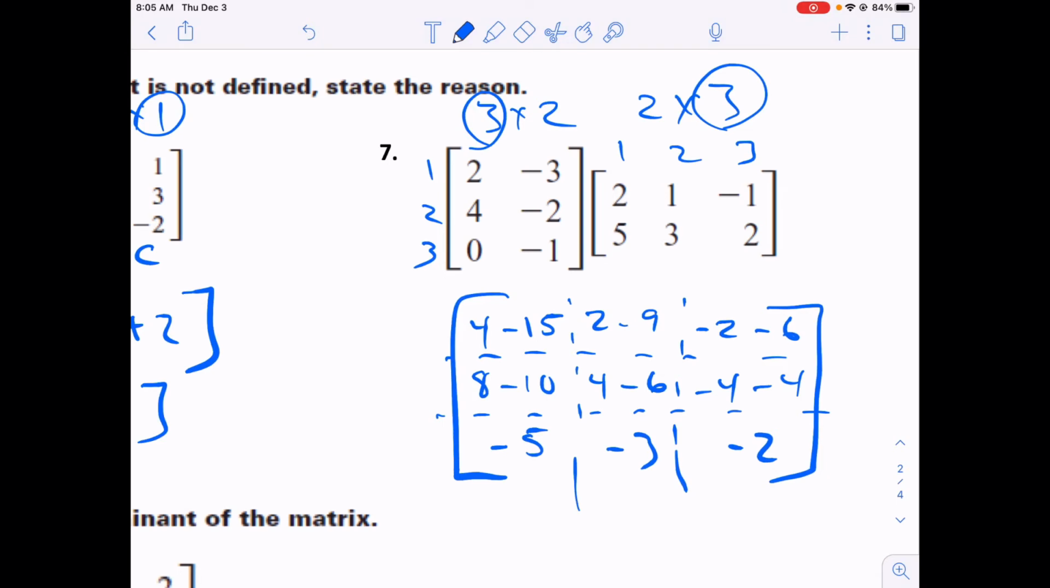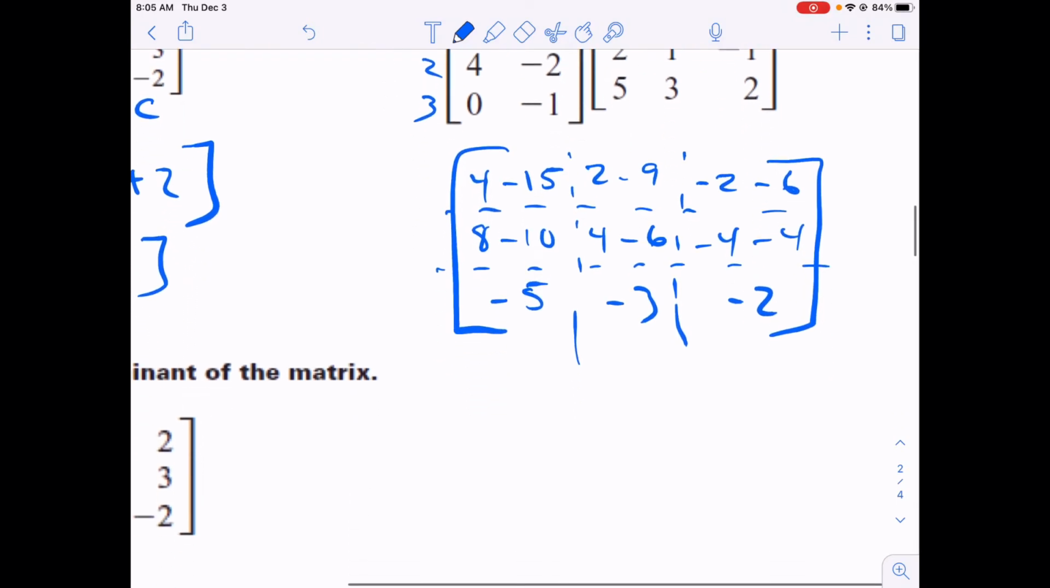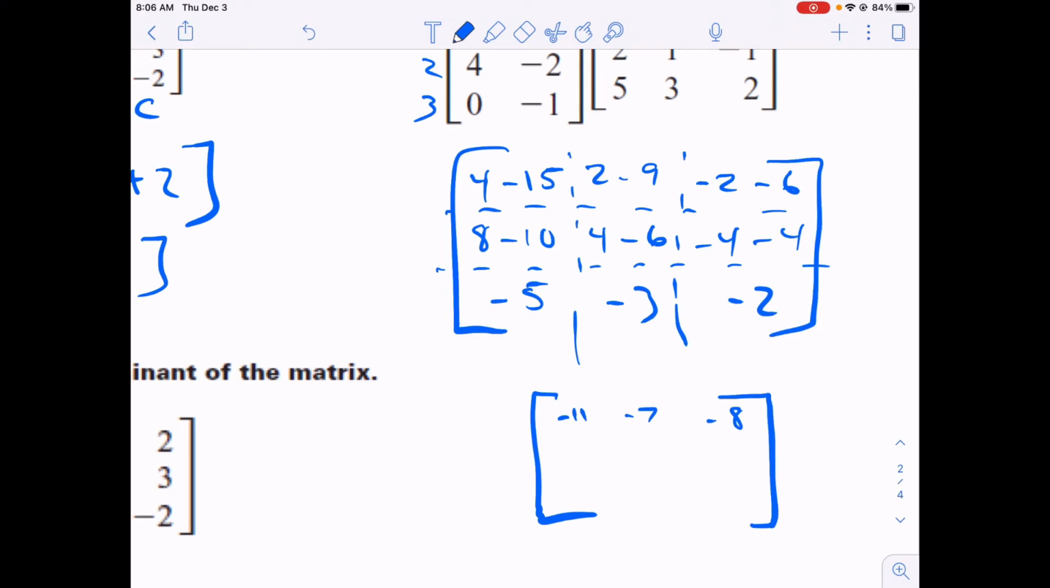But now you got to just simplify that the rest of the way. So coming down here, and it's going to use a little smaller matrix now. So this is going to be negative 11, negative 7, negative 8, negative 2, negative 2, negative 8, negative 5, negative 3, negative 2. And there's your final answer.